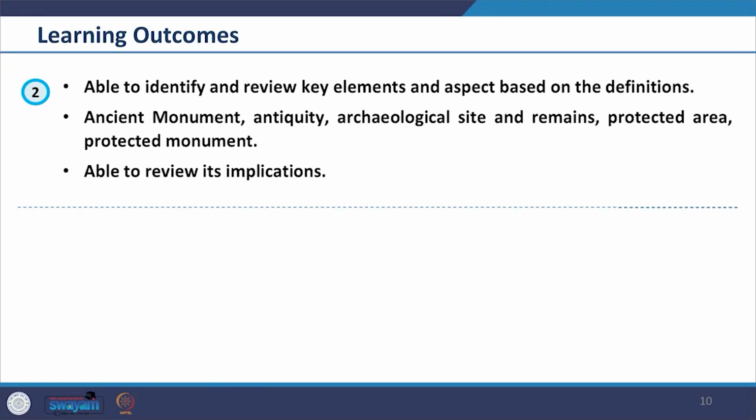After completion of this section, you should be able to list and review the acts. You should be able to identify and review key elements and aspects based on the definitions of ancient monuments, antiquity, archaeological sites and remains. You should be able to identify the protected area, protected monuments, and then review what their implications would be. You may simultaneously think of the court case I mentioned in the introductory lecture of this series, as well as look at many other cases as suggested in the readings and the watch.